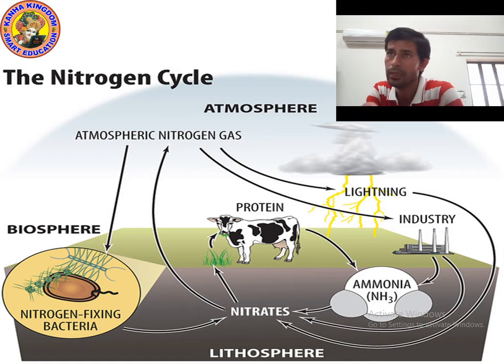Yes. Then when plants and animals die, bacteria and fungi again convert the plant waste and animal waste into nitrogenous compounds, and these can again be used by plants. Okay, I hope you understood. Now, let's move on to the next point.